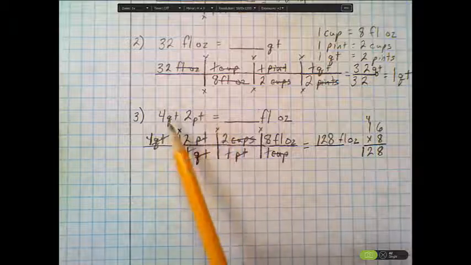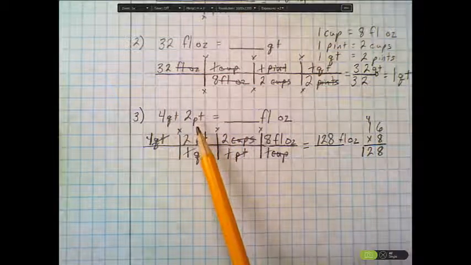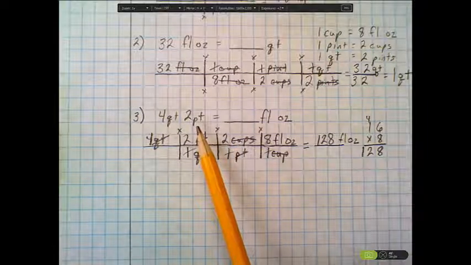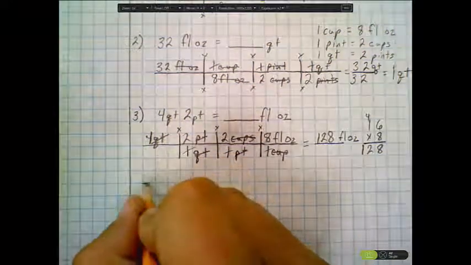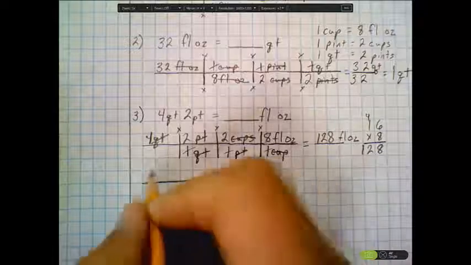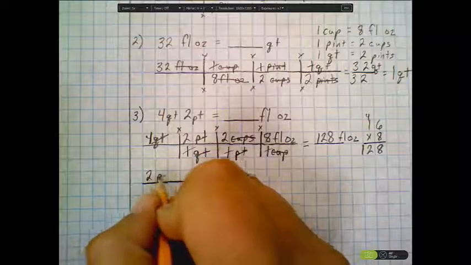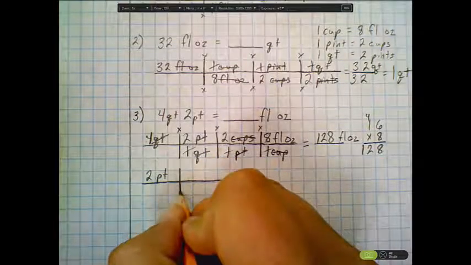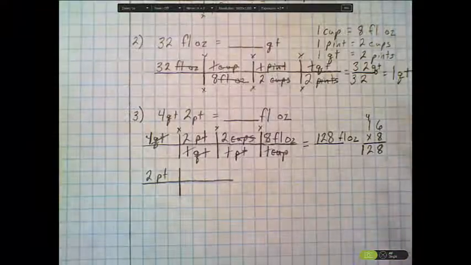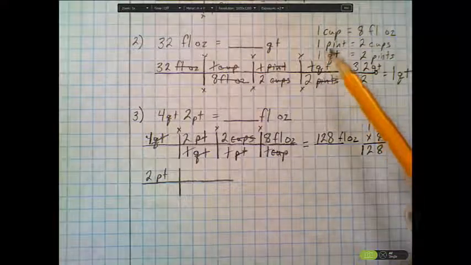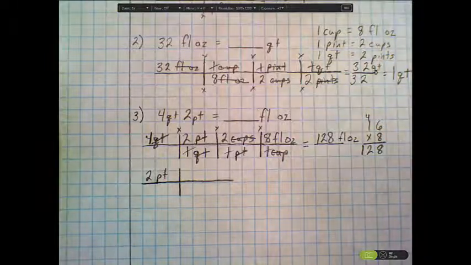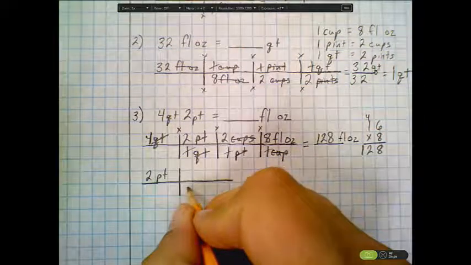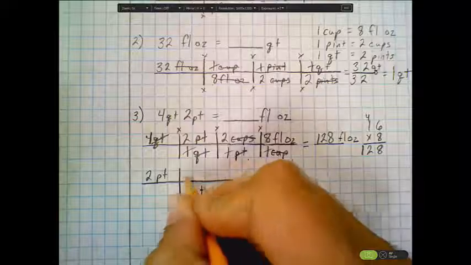But we're not done yet because we also have to take care of these 2 pints. And so we need to find out what that is. So we're going to do that again with a second dimensional analysis. So we're going to use 2 pints. Again, we're going to use our relationships. We don't have anything that goes from pints to fluid ounces, so we go pints to cups. Pints on the top means we have pints on the bottom.